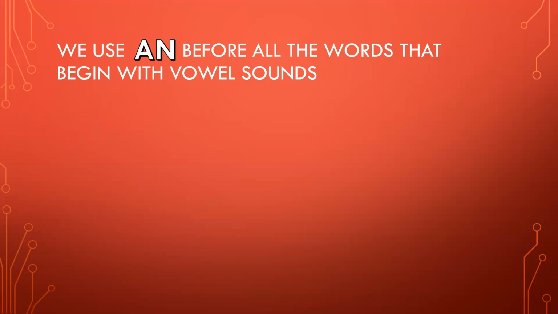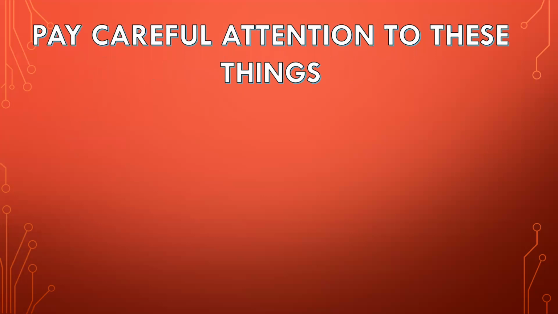We use an before all the words that begin with vowel sounds. Vowel sounds. Got it? For example, an apple. So we are not using an here before the word apple because apple starts with A. No. We are using an before the word apple because apple starts with an A which has a vowel sound. That is important. Pay careful attention to these things and then you will get everything right.